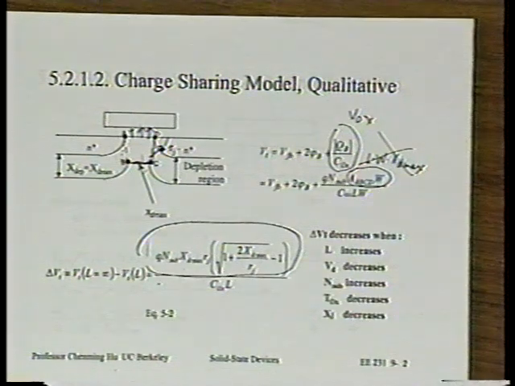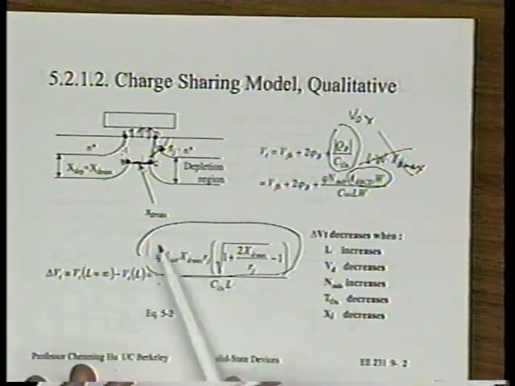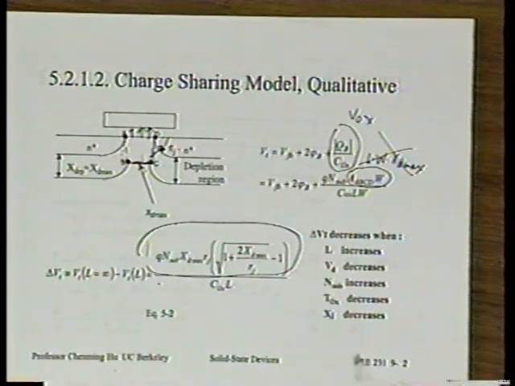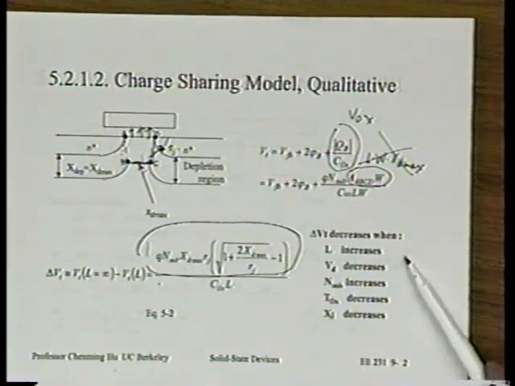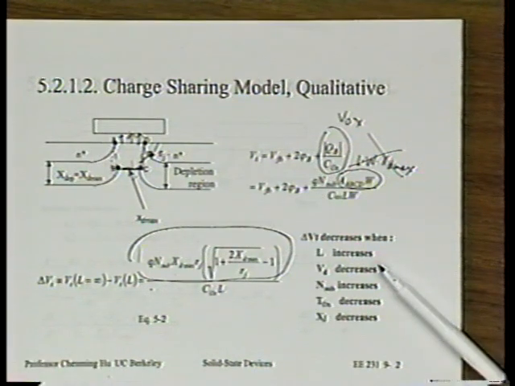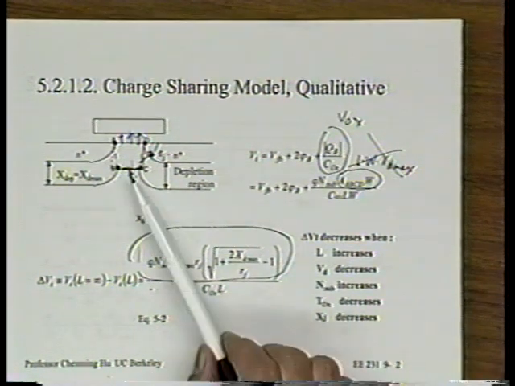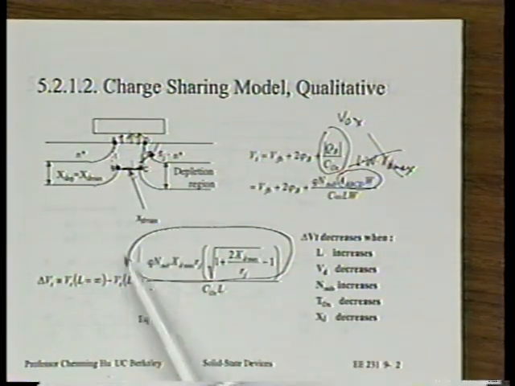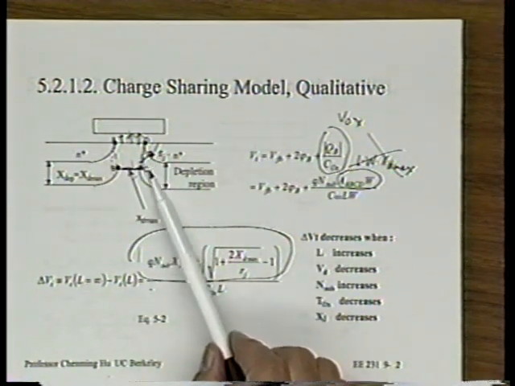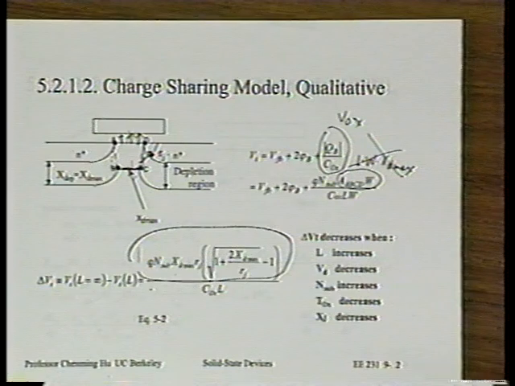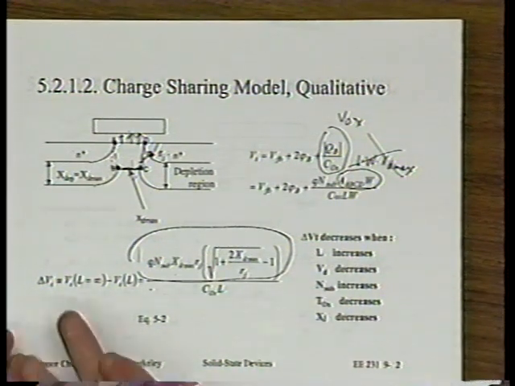I will not spend time looking at this equation, but I'm going to spend time looking qualitatively at how you expect this behavior to be. I can tell you that this model does correctly predict this behavior. Therefore, it's a useful model. Quantitatively it may not be accurate, but it does qualitatively give us all the right trends. Delta VT is really the difference between the trapezoid area and the rectangular area. The difference is responsible for the delta VT.